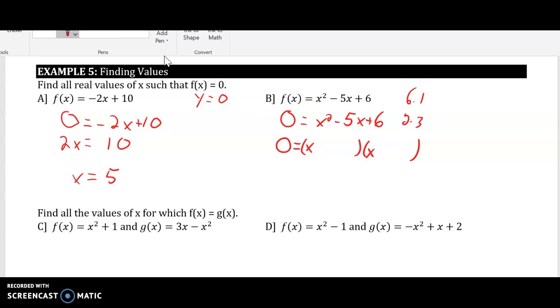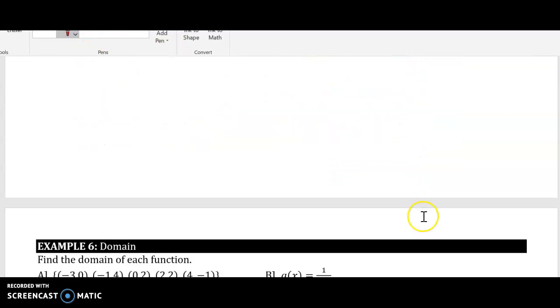So I got to look at the signs. Second sign is positive, it means they're the same. First sign's negative, they're both negative. So they have to add to 5. So am I going to be able to get 6 and 1 to add to 5 or 2 and 3 to add to 5? 2 and 3. So my answers, if you set each of them equal to 0, x equals 2 and x equals 3.